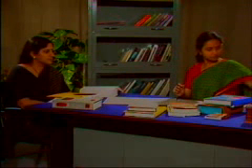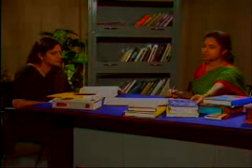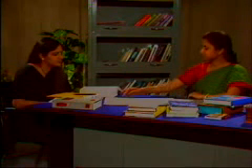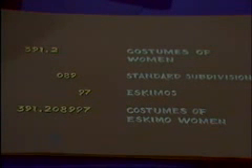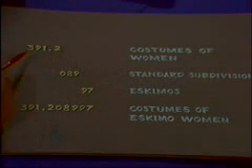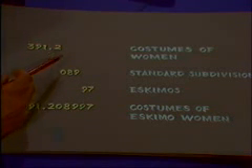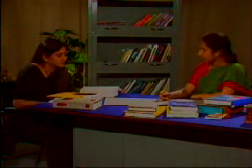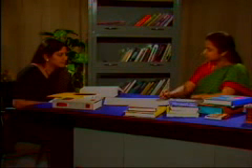Now, to explain the use of this standard subdivision notation 089, let us take up one title, Costumes of Eskimo Women. Let us see how to work out this number. The main subject in this document is Costumes of Women, which is represented by the number 391.2 in the main schedule. Under this number, there is no direction to add notations from table 5. In this case, we have to take help of standard subdivision notation 089.